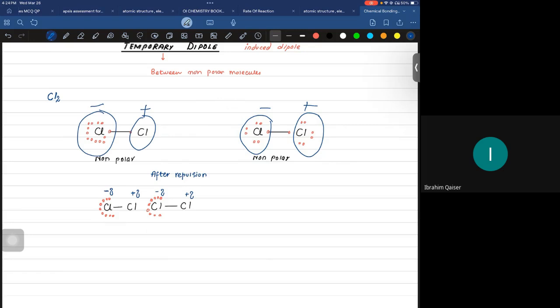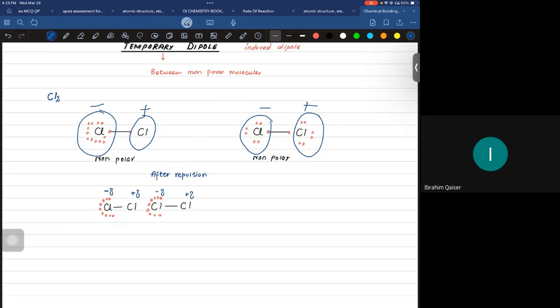As long as they come close to each other, I will say that they are polar. But when they go away from each other, they become non-polar. So it's all about how they come close to each other. Initially they were non-polar, but afterwards polarity is induced.